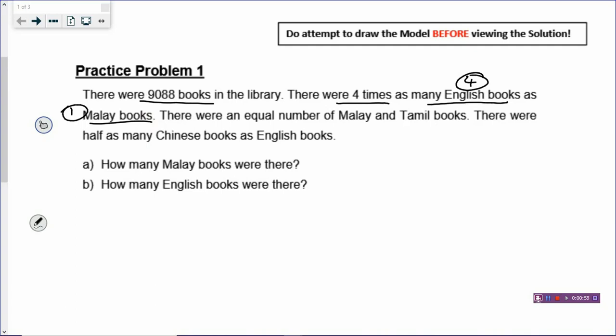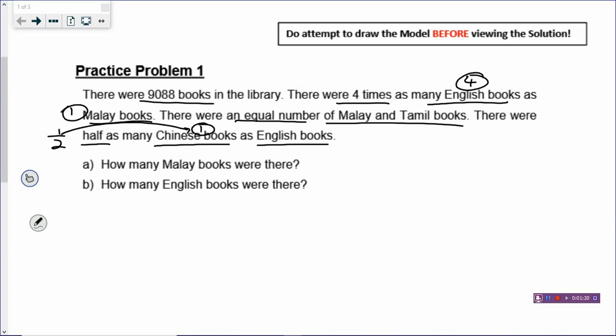Now, there were an equal number of Malay and Tamil books, and there were half as many Chinese books as English books. The half is like a fraction, so you can actually write a fraction. And if you recall the lessons from last year, you can see how we interpret the fraction. The numerator points to the first group, which is the Chinese books, and the denominator points to the second group, which is the English books. That's how you do arrow pointing. So how many Malay books were there, and how many English books were there?